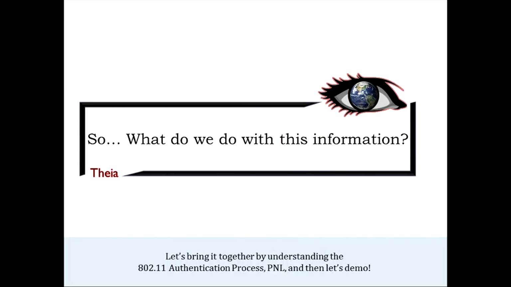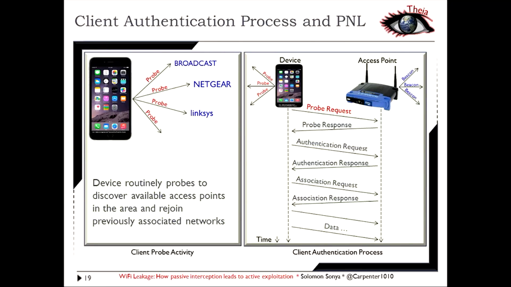Good. So now what can we do with this information? Well, here we are understanding the client authentication process. You have your phone that's constantly probing for a device that it connected to in the past. This is how your PNL is being broadcasted. Constantly your phone is saying, hey, are you in the area? Are you in the area? Kind of like Marco Polo. Marco, access point, where are you? I want to connect to you.